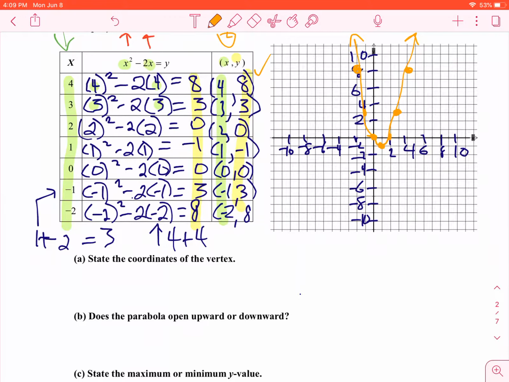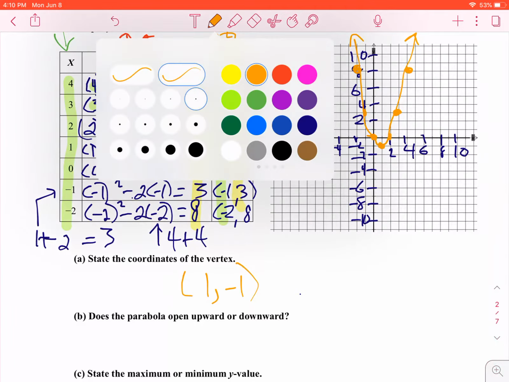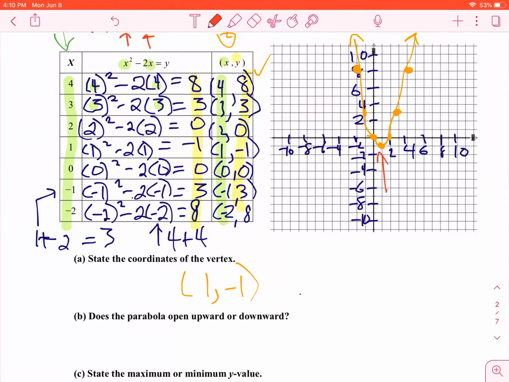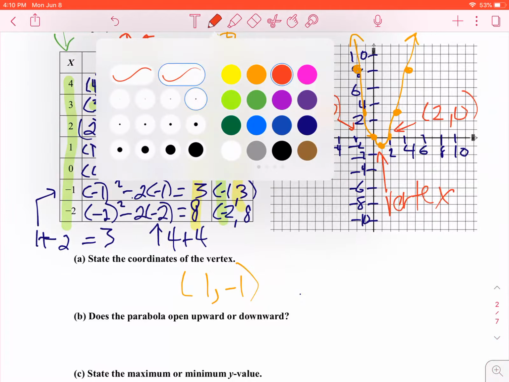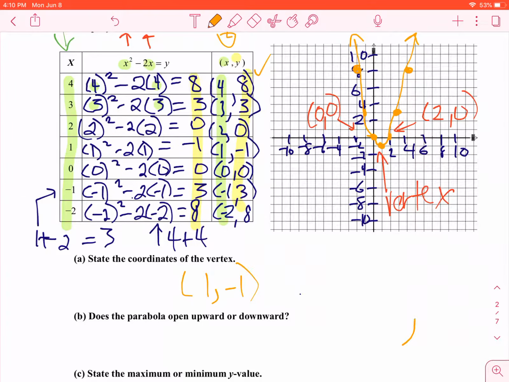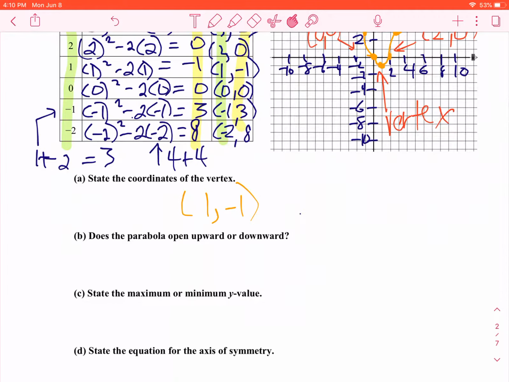Okay, so we'll take a look again at our parabola that we drew. We do have a vertex at positive 1, negative 1, which is right here. We have two x-intercepts you can see, one at (2, 0), and one at (0, 0). So when we get down to that section, we'll make sure that we comment on that. Does the parabola open up or down? So definitely it opens up.